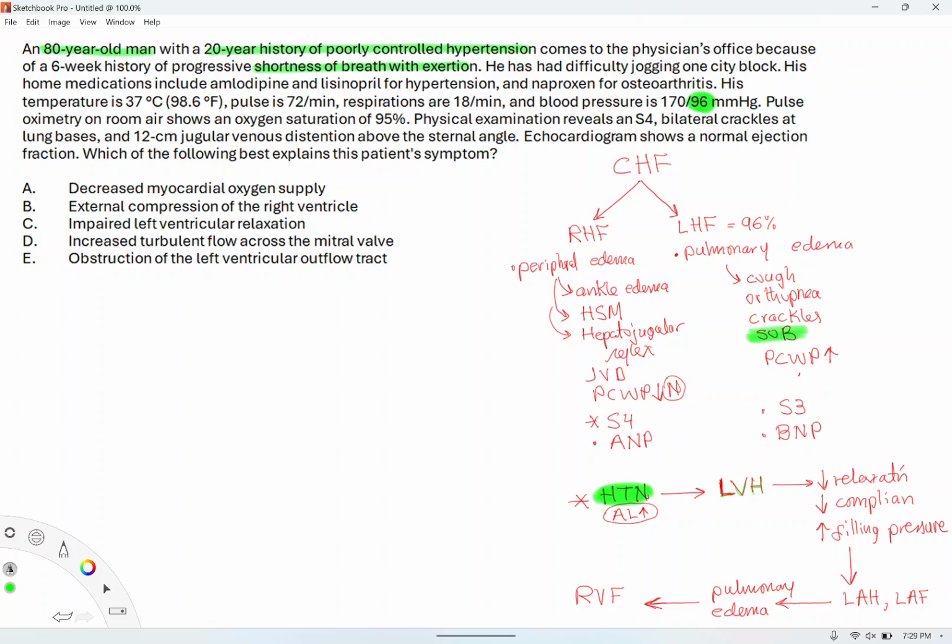His home medications include amlodipine. Amlodipine is a calcium channel blocker. That's for hypertension. Lisinopril is an ACE inhibitor. That's also for hypertension. Naproxen is for osteoarthritis.